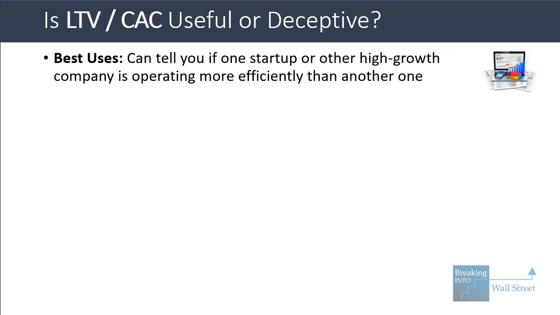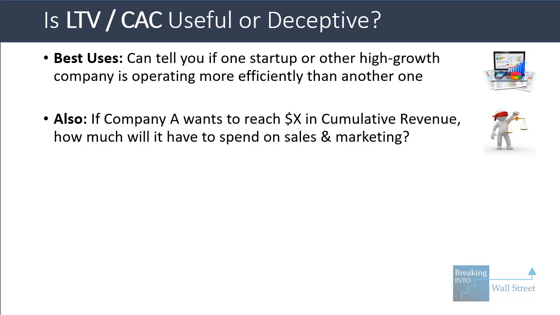The best use is for you to look at this and be able to tell if one startup or another high growth company is operating more efficiently or less efficiently than another one. It also lets you tell things like if company A wants to reach a certain amount in cumulative revenue, how much is it going to have to spend on sales and marketing to get there?